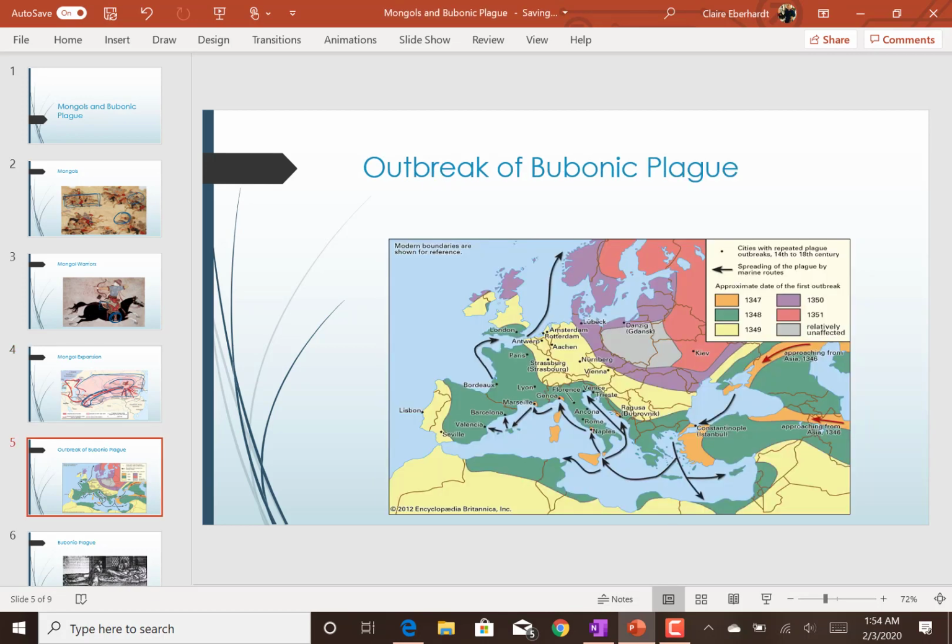And here you can see, well, it doesn't show all of the exact trade routes and stuff as far as how it continued to spread and move out further and further from different periods and dates, from 1347 all the way to 1351. And that both overland trade as well as ship trade played a role in this development.